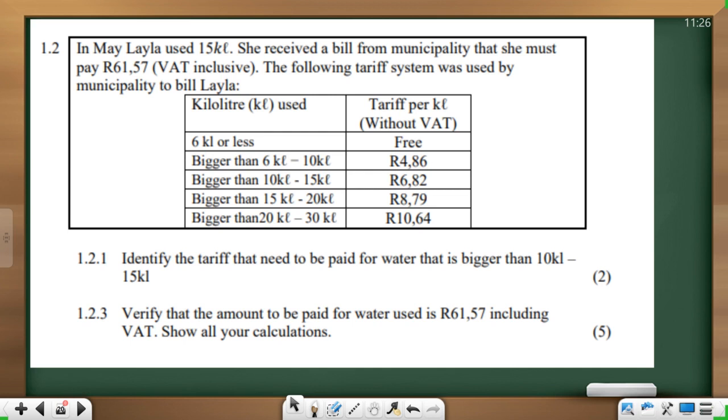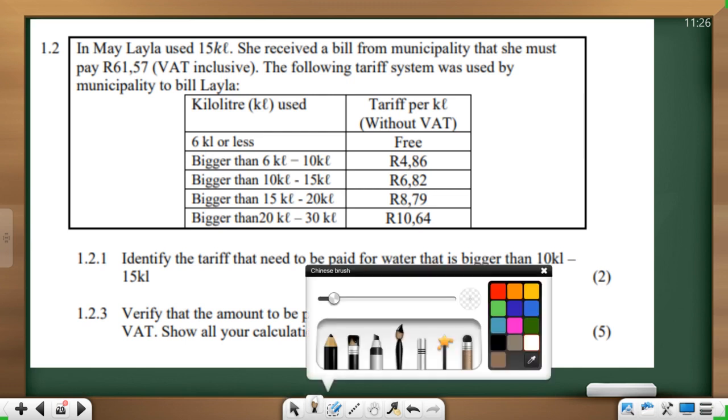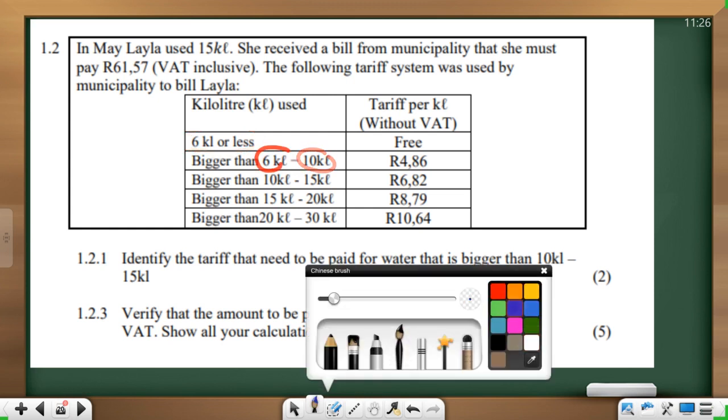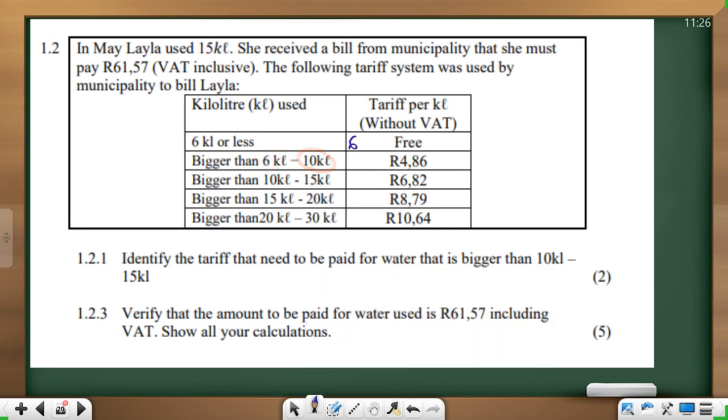Okay. Identify the tariff that needs to be paid for water that is bigger than 10 kiloliters, but between 10 and 15. So this is what it means. Let's go through the table quickly. In the first block, 6 kiloliters or less. Second block, if it's more than 6 but less than 10, which means, let's see, 6 here, 10 minus 6, 4, 15 minus 10, 5, and then 5. And 30 minus 20 would give us 10.